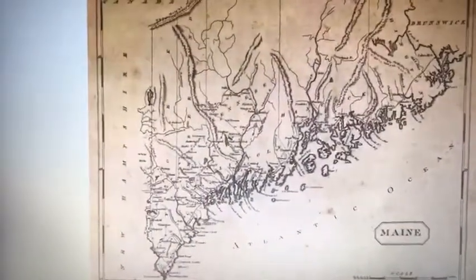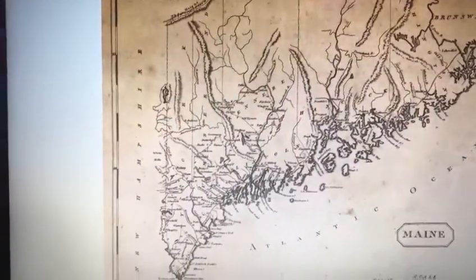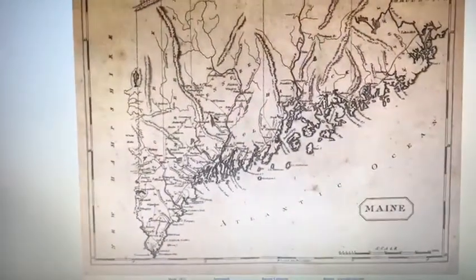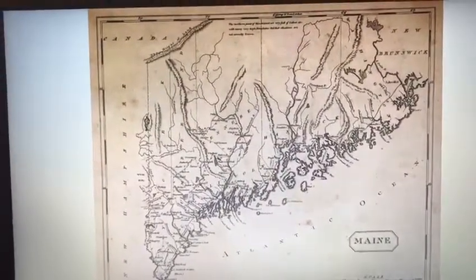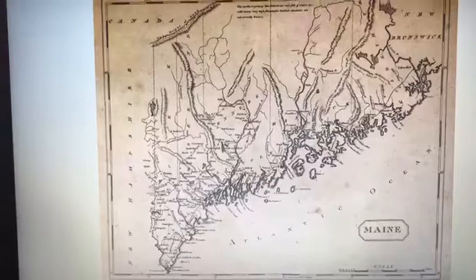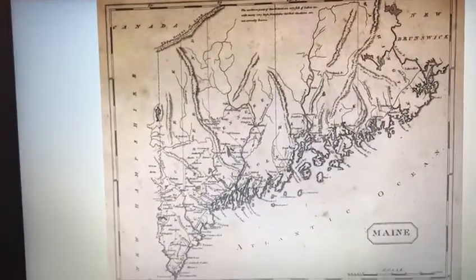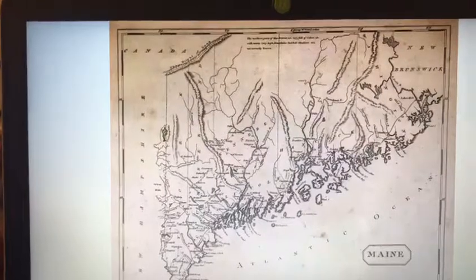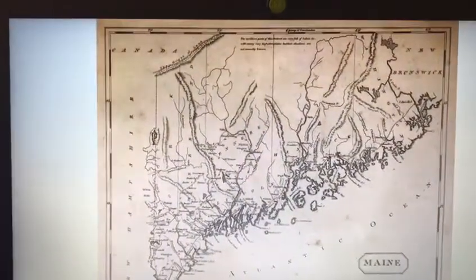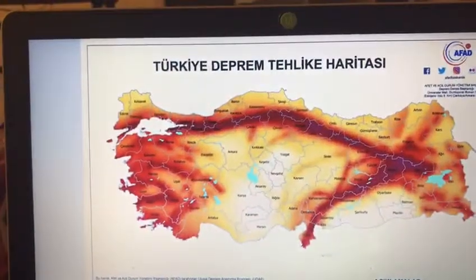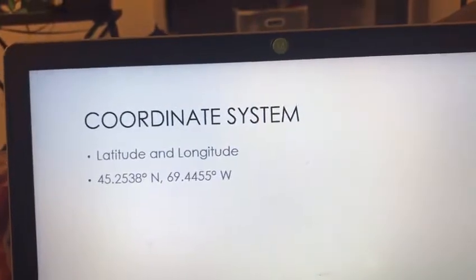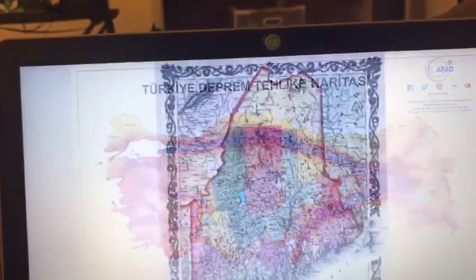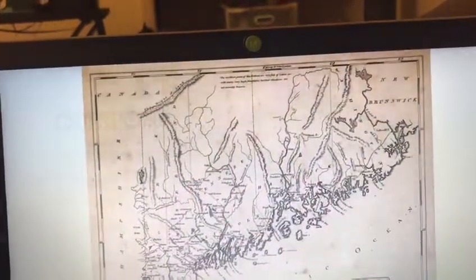So moving on to the next map, we have a very specific map which describes the river system and the mountain ranges of Maine. So here we can see the latitude and longitude, though not very specifically. We can see that it is somewhere around 40 to 50, and as we told previously, the latitude and longitude range for this would be 45.2 to 69.44. So my numbers were wrong there. Apologies on that. So moving on.